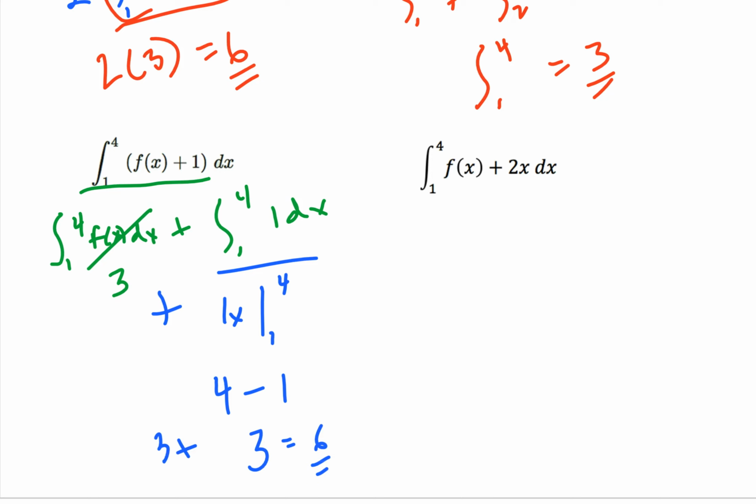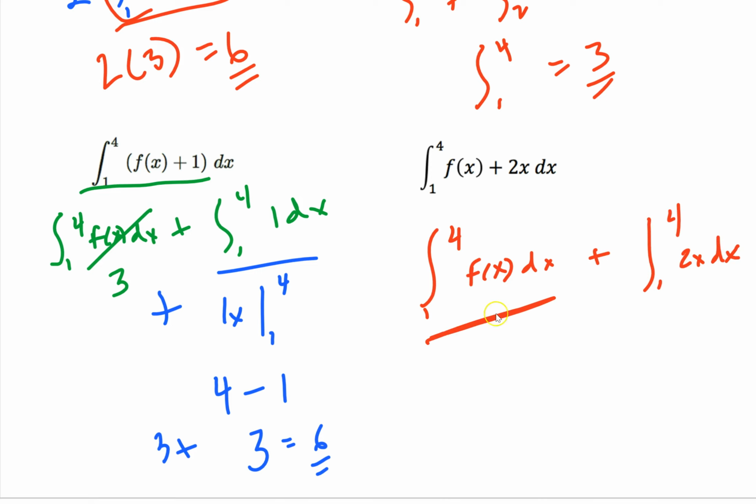So let's try that exact same property, that exact same data right here with this one. Right, same concept. They give you integral 1 to 4 of f of x plus 2x. So again, we're going to separate it. Integral of 1 to 4 of f of x plus integral of 1 to 4 of 2x. This they gave me. That's 3. Don't have to worry about that one. This one, I actually got to do it.